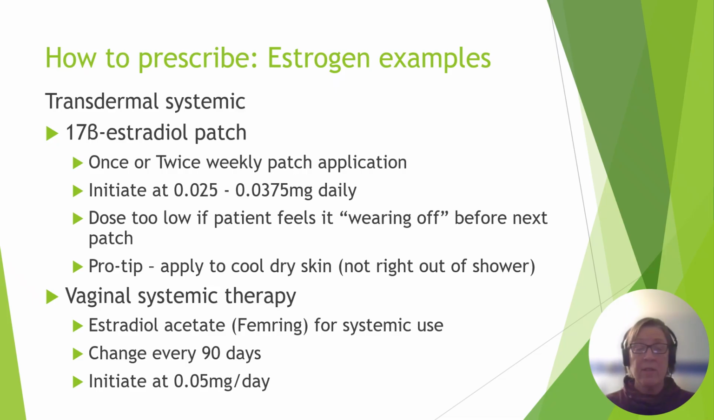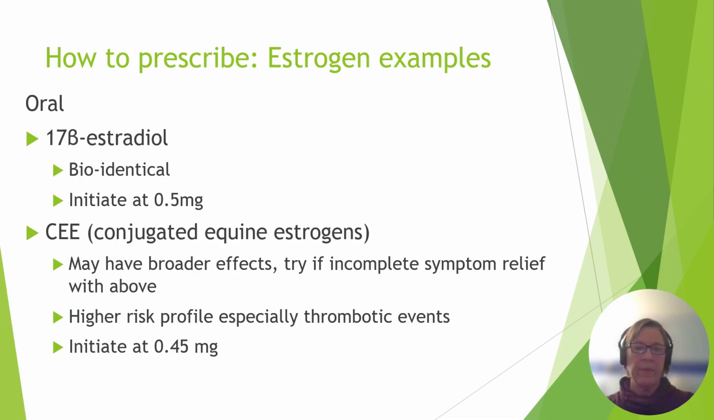There's also, as a topical therapy, the vaginal systemic therapy, which is called a Femring, which is an estradiol acetate. This is changed every 90 days, and the initiating dose is a 0.05 milligram per day, which is the lowest strength it comes in.